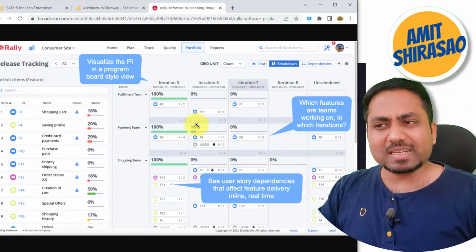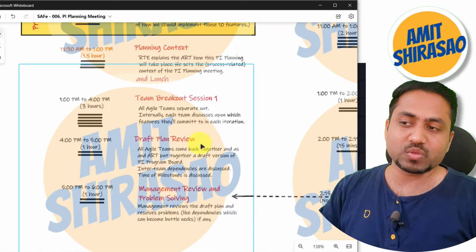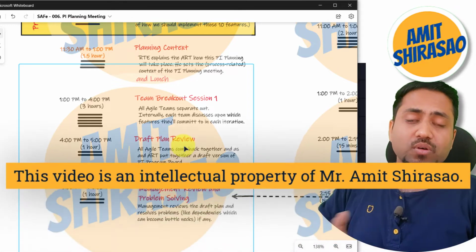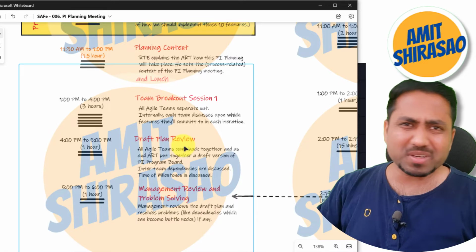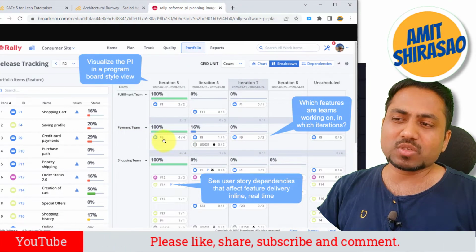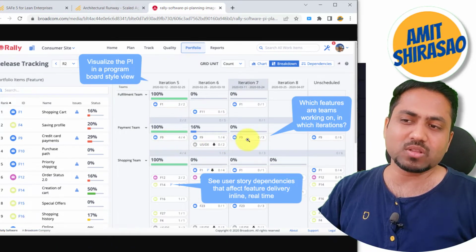That kind of thing happens in the next meeting, which is called the draft plan review. Here all the ART teams come back together and start discussing what the dependencies are, whether they will get sorted out, and let us move around the stories a bit just to see to it. Suppose the payments team is going to work on feature 9 in both these iterations, or in this case all the 3 iterations.